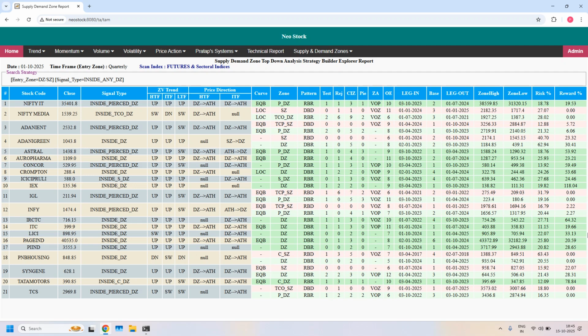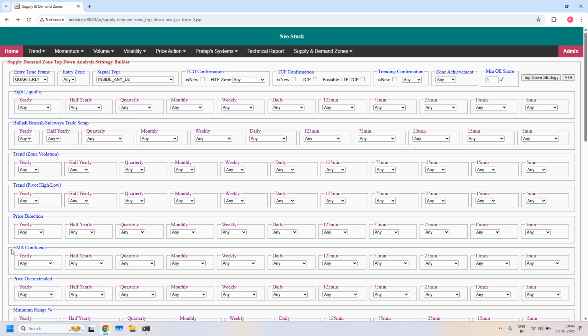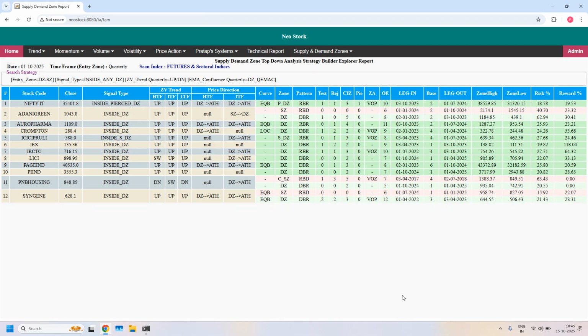We can further filter this list based on quarterly demand zone having quarterly EMA Confluence. At the same time, trend on the quarterly should not be sideways. It can be up or down trend. We got 12 stocks.